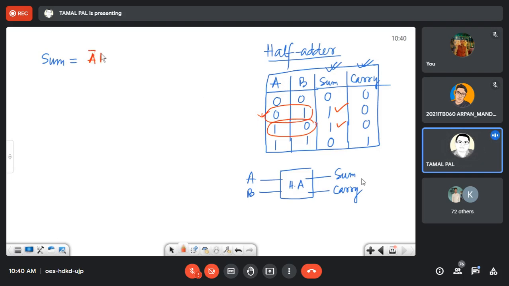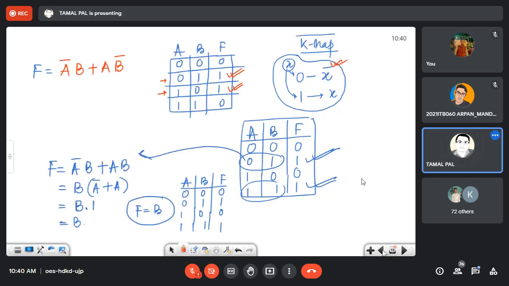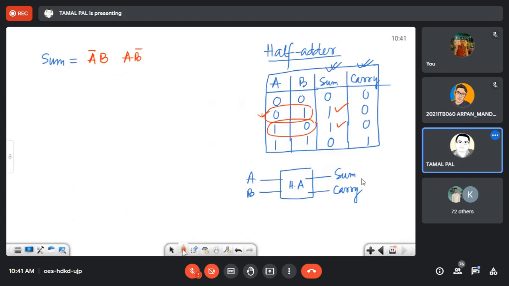For these rows, it is A complement B, because A is 0, B is 1. For this row, it is A B complement, because A is 1, B is 0. If you follow this rule, actually we are working with this rule: if the value is 0, we'll consider the complement of that variable. Otherwise, we'll consider the variable directly. Any problem to understand this?